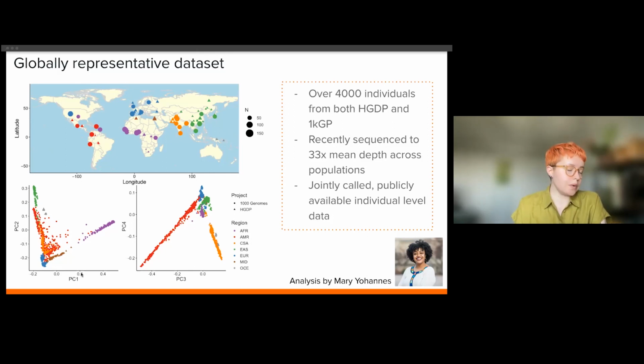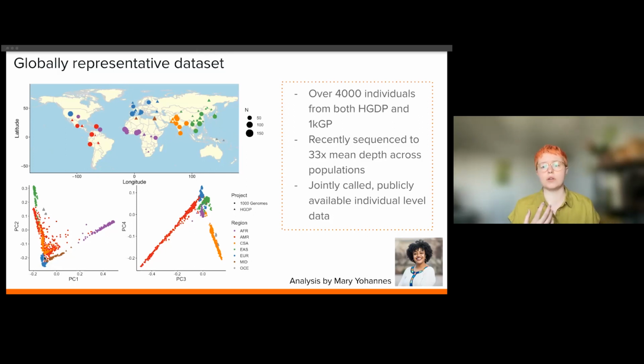As we'd expect with a PCA plot of global diversity, we see in PC1 that the African populations, colored in purple here, are separated out as the most genetically distinct from the rest of the populations. And then in PC2, we see that the European populations are separated from the East Asian populations, with the Americas, the Middle Eastern populations, as well as Central South Asia and Oceania kind of spread in between those two.